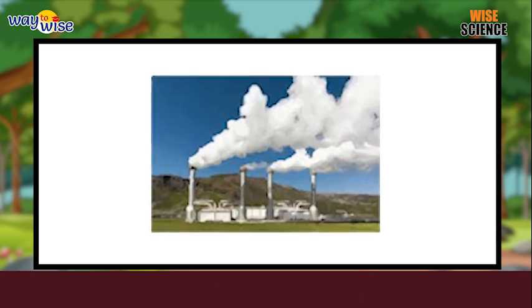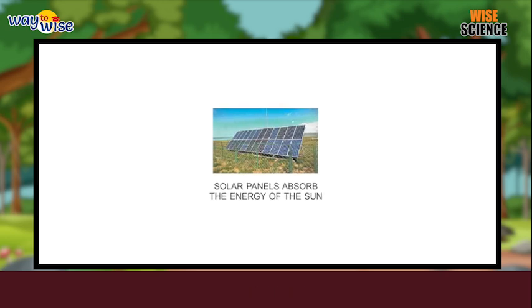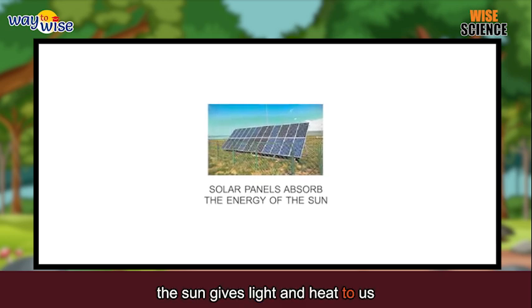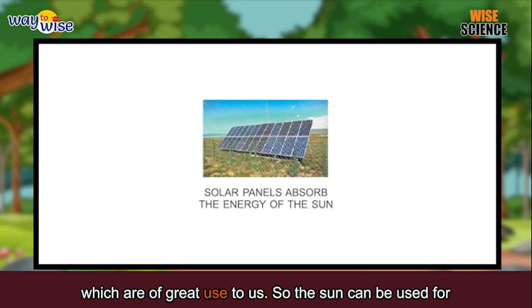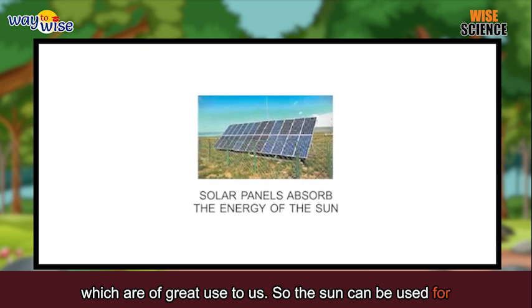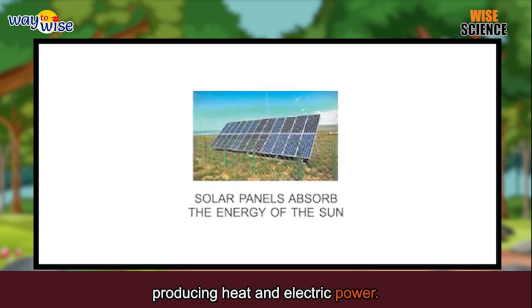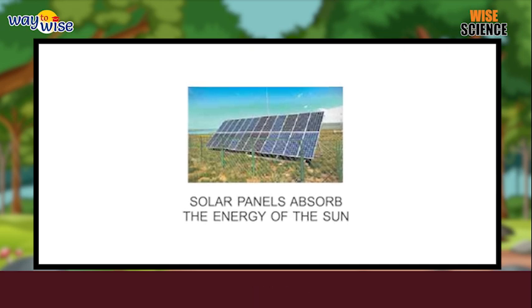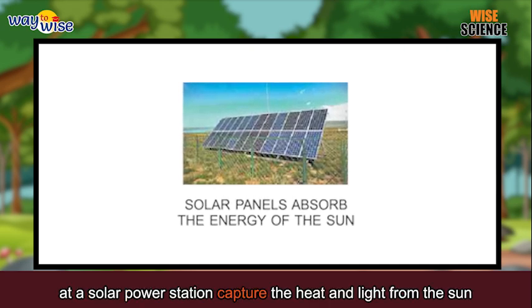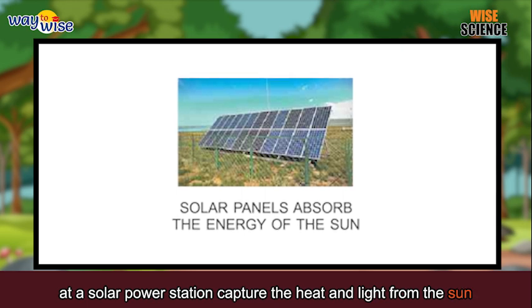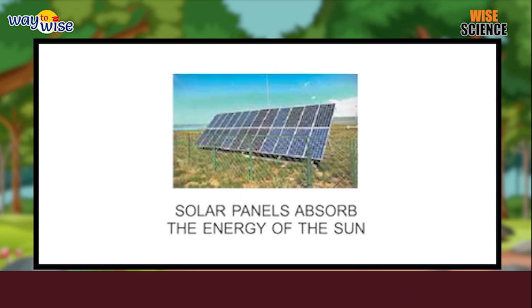Solar energy. The sun gives light and heat to us, which are of great use to us. So the sun can be used for producing heat and electric power. Solar panels at a solar power station capture the heat and light from the sun and convert it into electricity.